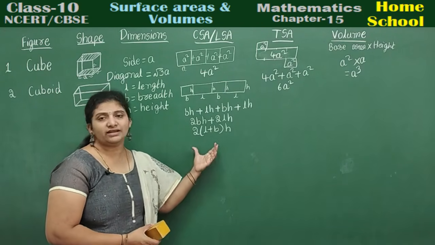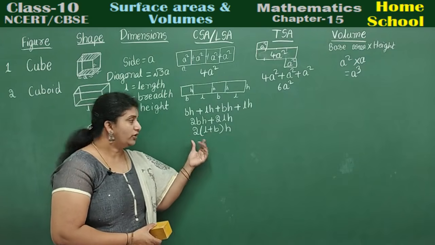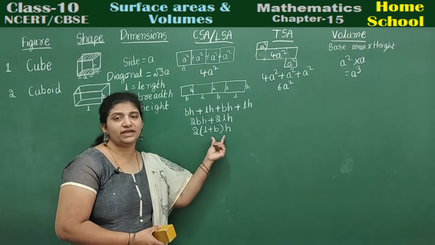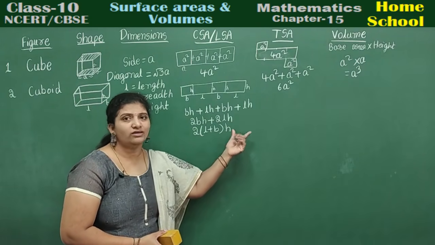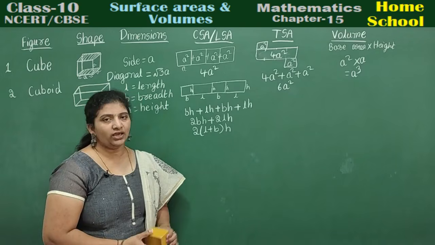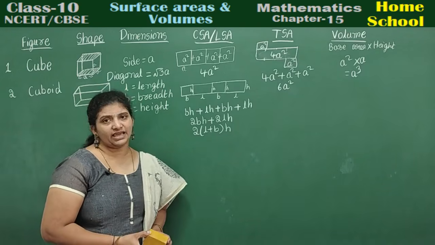What is the lateral surface area of a cuboid? 2 into L plus B into H square units. Okay, coming to total surface area.